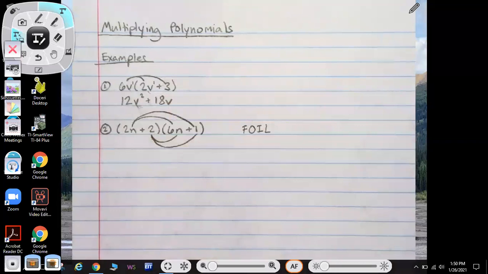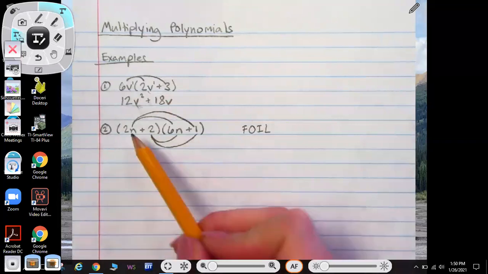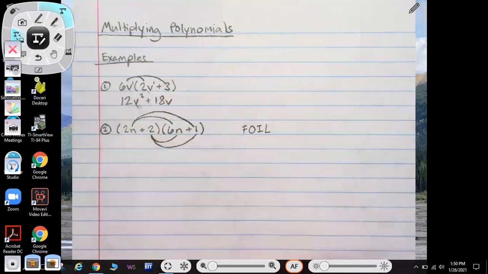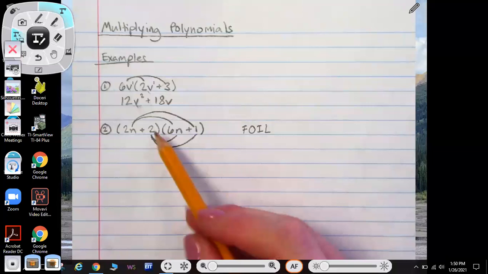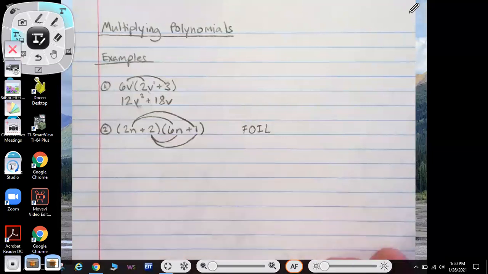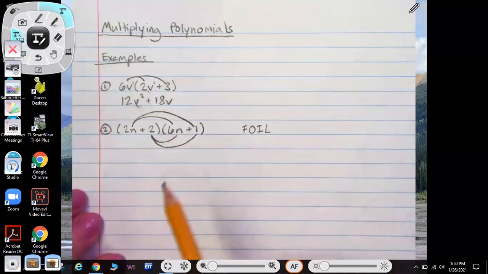Now, you can use FOIL to help you remember which terms to multiply, or you can just think of it as distribution because that's what it is. You're distributing 2n to both terms in the other set of parentheses, and then you're distributing 2 to both terms in the other set of parentheses. It's that easy. Okay, so let's multiply.